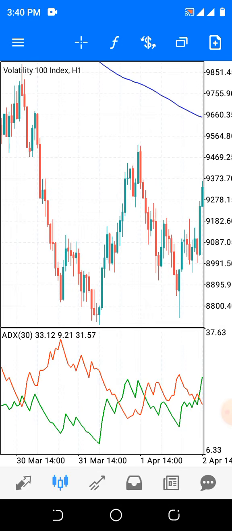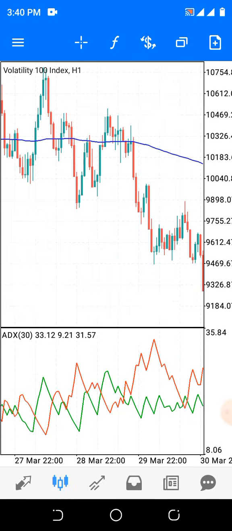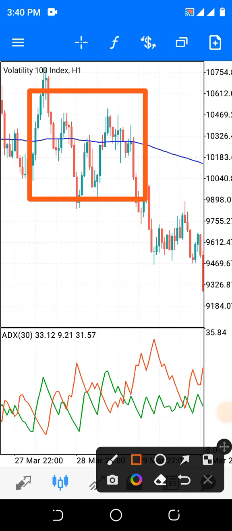Do you understand? Now let me explain to you what I mean. Now watch here. You see that the moving average is moving across the candlesticks. You see the moving average in the middle. So this is a clear indication that the market is in ranging state.